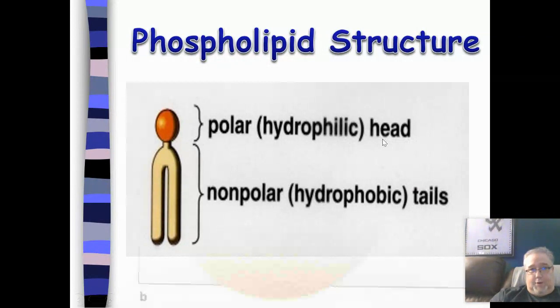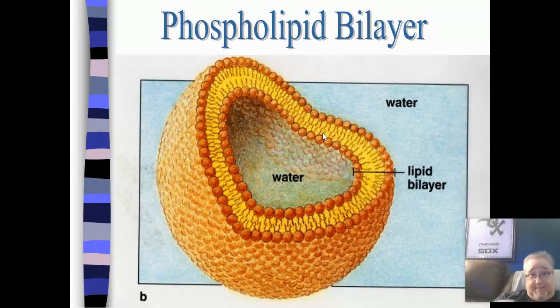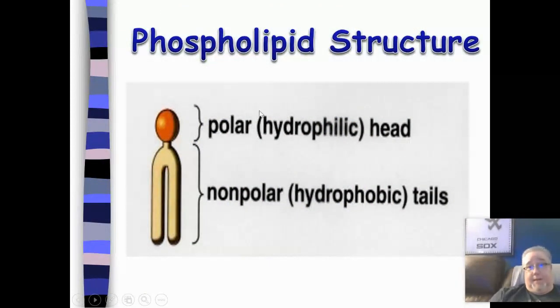Okay, so I'm going to go back real quick to this. You notice how, for example, you see this bilayer here, and you'll see how on the inner layer here, all the heads are facing inwards. They're facing towards the water. Whereas in the outer layer, those heads are facing out. They're facing towards the water. Now, the reason why that is because this little part of the molecule is what we call hydrophilic.